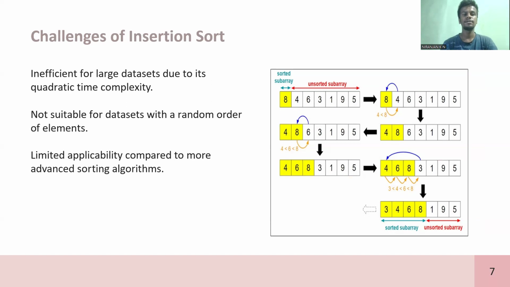It is not suitable for datasets with random order of elements. So the input should be given by us to get the insertion sort. The random function value will not be taken into consideration. It has limited applicability compared to more advanced sorting algorithms. So the application of this algorithm is limited.